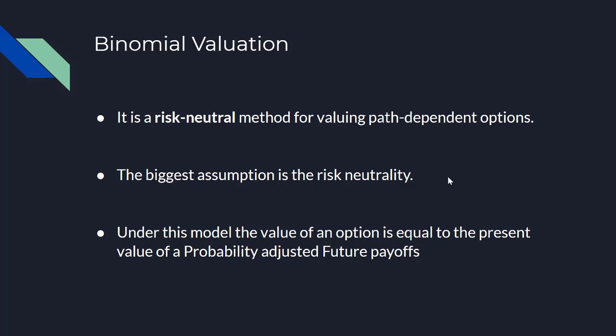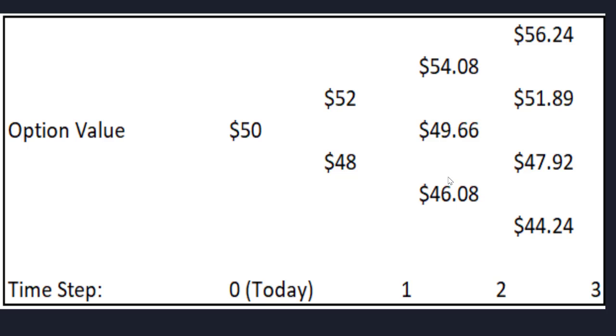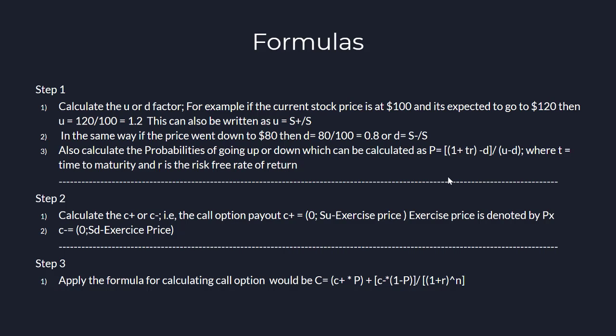The markets in general are not risk neutral. There is a certain amount of risk in everything, in every asset class you invest. So that's the biggest assumption here, and that's not in line with the real world. So basically, under this model, the value of an option is equal to the present value of the probability adjusted future payoffs. Now what I mean by the probability adjusted future payoffs, we will be looking at in the next slide. So in this slide, I've just skipped one slide so that I can explain this, and then we can get back to how we calculate these things.